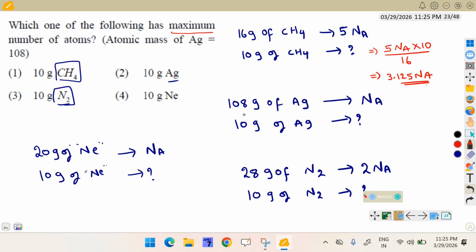Second, 1 mole of silver weighs 108 grams. 108 grams of silver contains Avogadro number of atoms. Then 10 grams contains how much? 10 into Avogadro number by 108. Simplify. Then you will get 0.0925 into Avogadro number. Next, 28 grams of N2 contains 2 into Avogadro number. Then 10 grams contains how much?